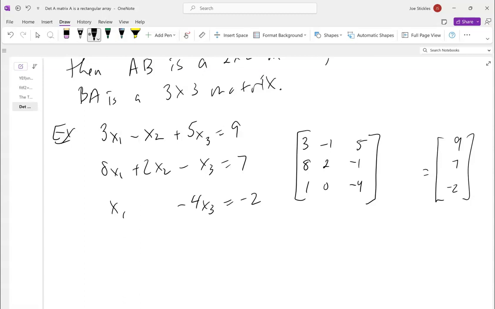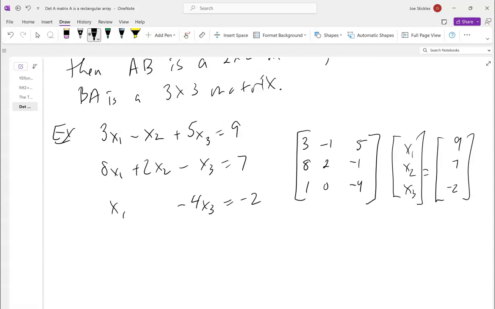Well, if my product is going to be defined, how many rows does this second matrix have to have? 3, because the number of columns here is 3, right? Agree with that? So the product is going to be defined as having 3 rows. If I want the answer to have 1 column, how many columns can this thing have? 1, right? So in here, I'm going to write a column full of the variables. So we can rewrite the system of equations as a matrix equation.